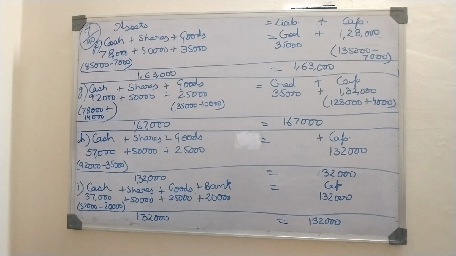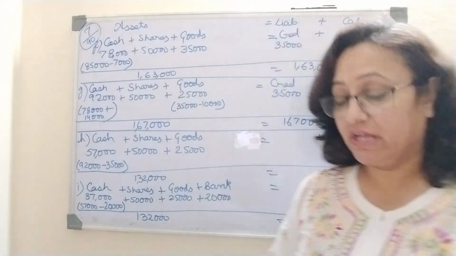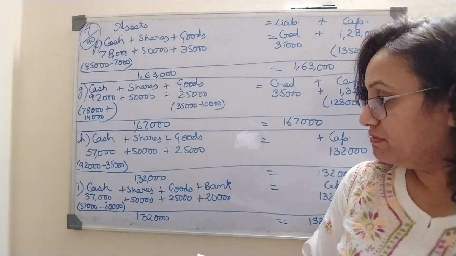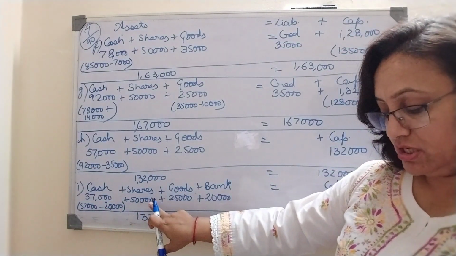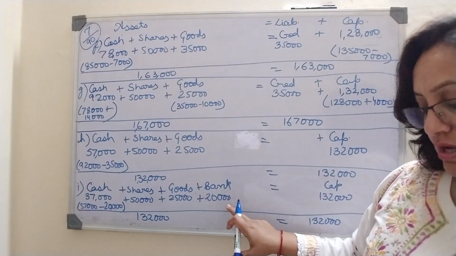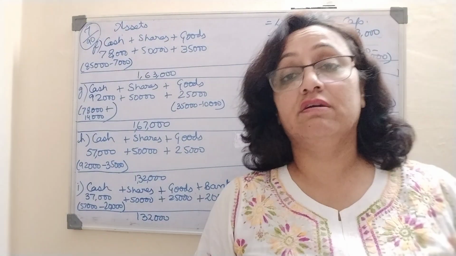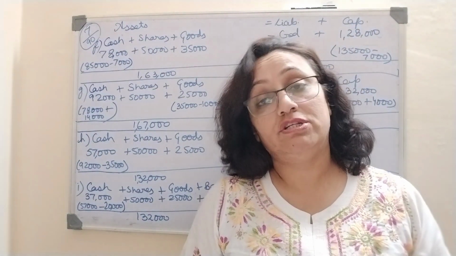That's it. This was a very small question, and now let us check the answers which are given in your book, whether we are getting the same. See, cash is given 37,000, shares 50,000, goods 25,000, bank 20,000, and capital 1,32,000. So whatever is given in your book as the answer, we have achieved it.